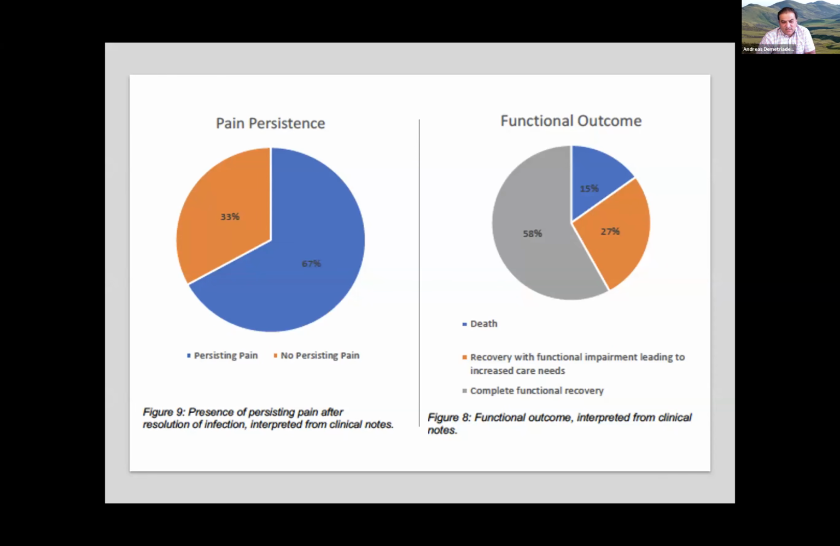Now, pain persistence is how patients will come back, and 67%, in other words 2/3, had pain after resolution of the infection. And this, I'm not sure whether it's a weakness of the treatment or the reality of the disease. We'll touch on that in a bit. And in terms of outcomes, as I said already, death 15%, functional impairment 27%, complete recovery only 58%.